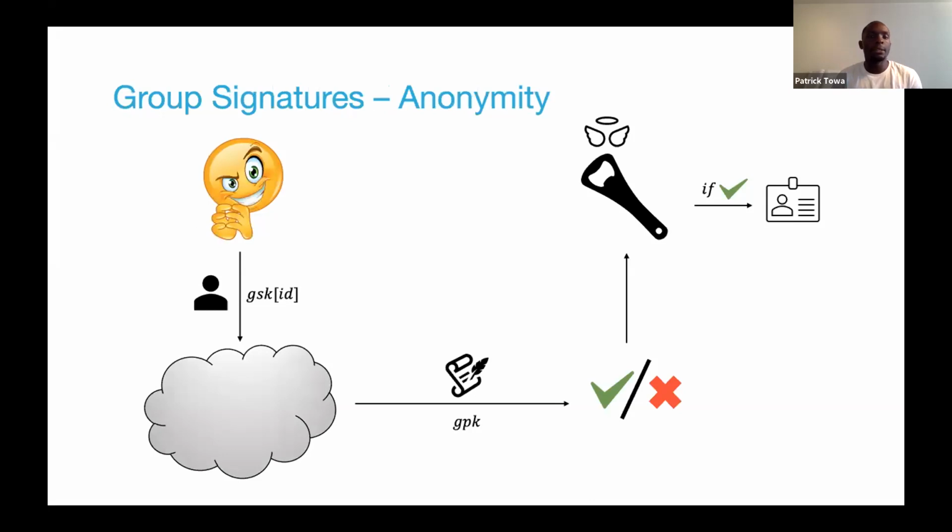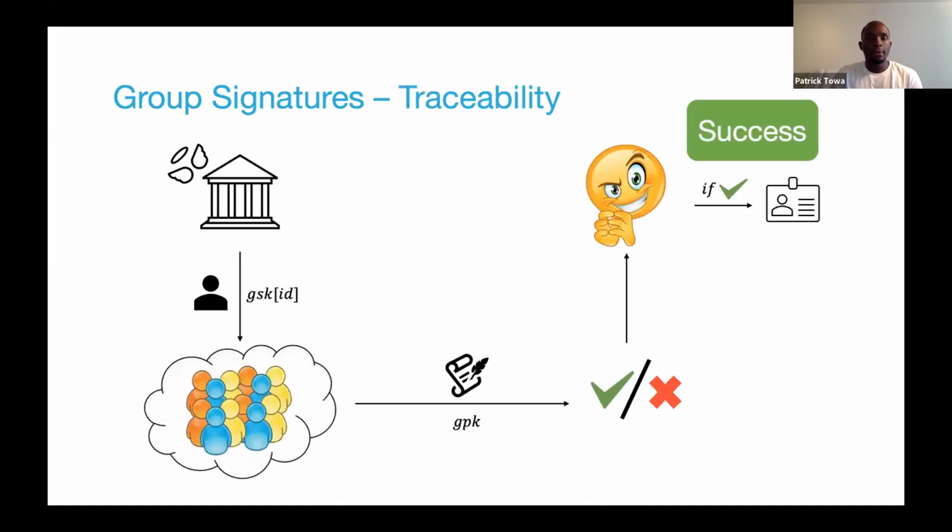The anonymity requirement of such a scheme is that as long as the opener is honest, and even if the issuer is corrupt, no party can infer any information about a signer, no computationally bounded adversary, more precisely. And the traceability requirement states that no computationally bounded adversary should be able to forge a signature. That means that to compute a valid signature, an adversary must have a corrupt group member, that is, a user that has already joined the group.